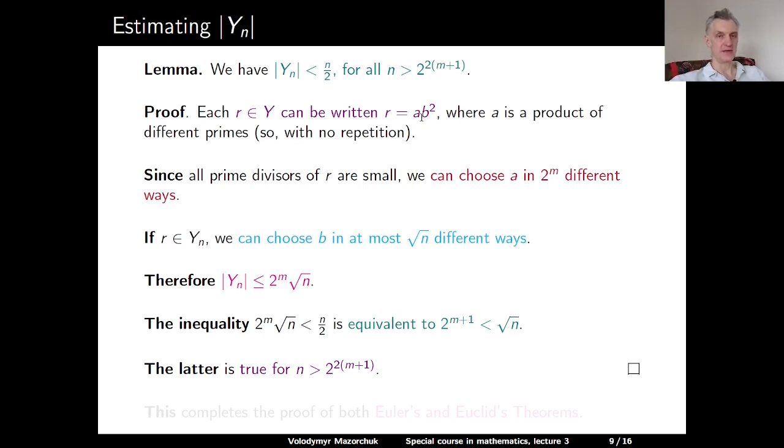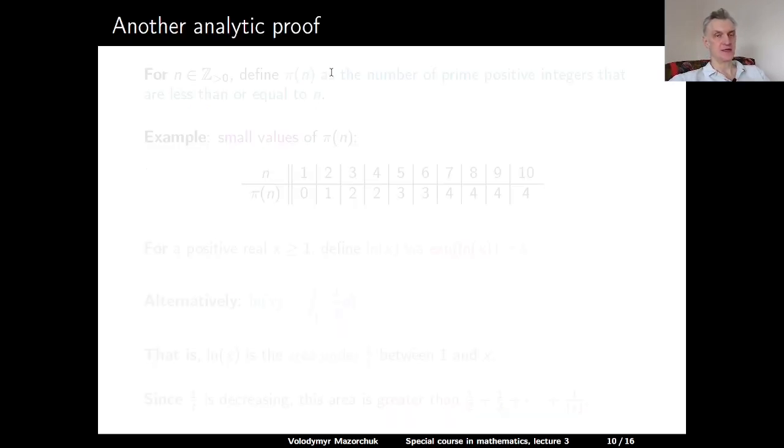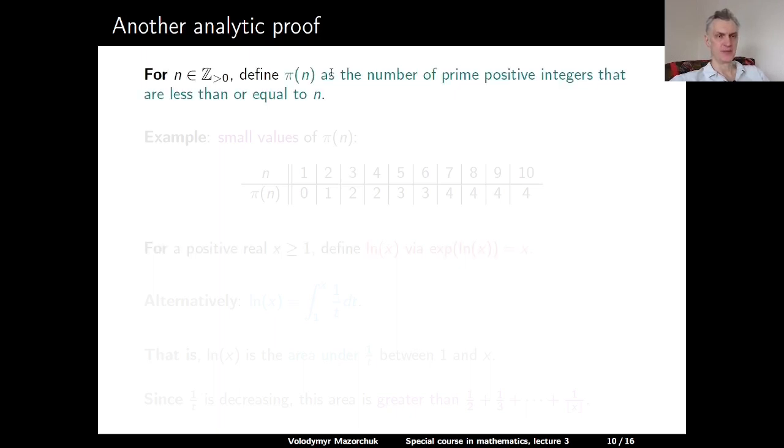So for all n, the cardinality of xn is strictly smaller than n divided by 2, and for all n big enough, the cardinality of yn is strictly smaller than n divided by 2. This gives us the contradiction, which proves Euler's theorem, and hence, as a corollary, also Euclid's theorem. Let us now discuss another analytic proof of Euclid's theorem.